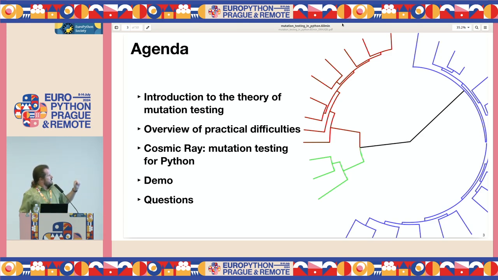So we're going to talk about it. We're going to do an introduction to the theory of mutation testing. We'll look at some of the practical difficulties. This is the reason a lot of you have never heard of mutation testing or use it: it's really hard to do in practice. Not because it's complex, but because it takes a long time. That's the real problem. And we'll look at Cosmic Ray a bit. We won't be able to do a demo. I'll describe the demo to you. And then we can take some questions.